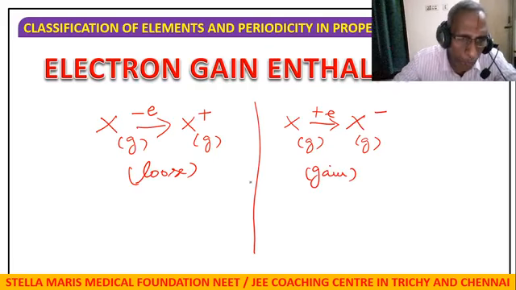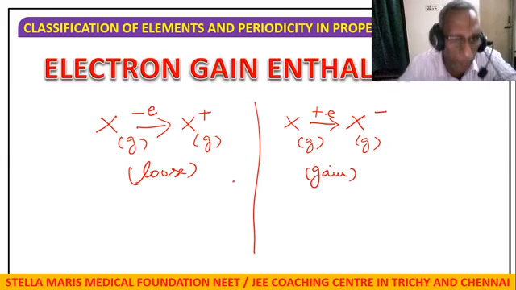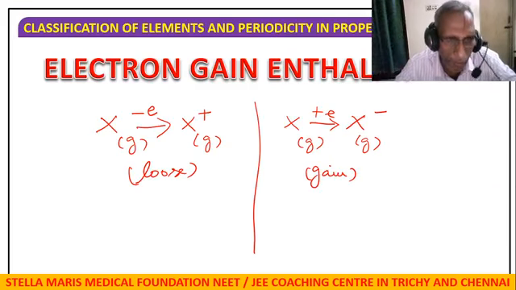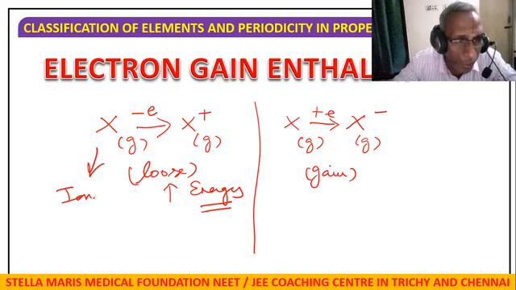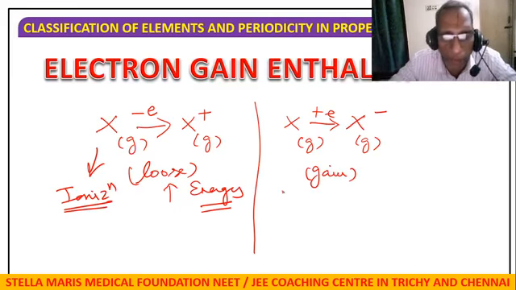Removal of an electron is equivalent to removing some money or something from others. For removing something from others, you have to spend energy. So we have to supply energy here. In order to remove an electron, we have to supply energy. If energy is supplied, this process is called ionization. Cation formation is called ionization. Anion formation is called the electron gain process.